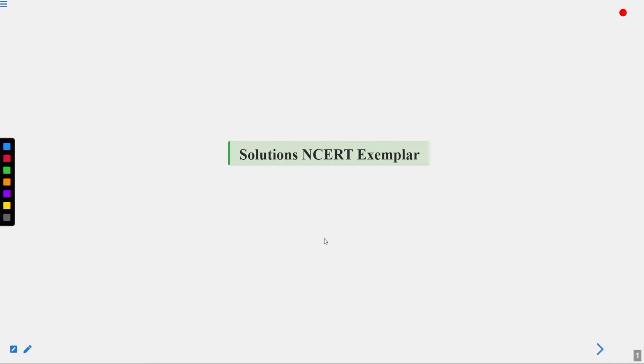Good evening everyone. Today we are going to see some NCERT exemplar questions from the chapter Solutions, as you know. So let's start.